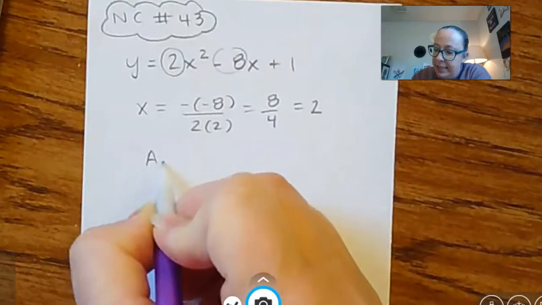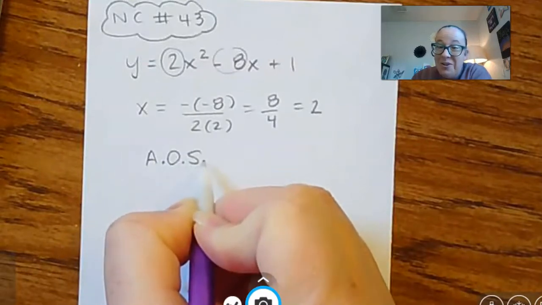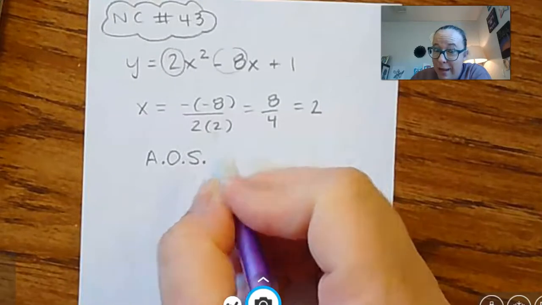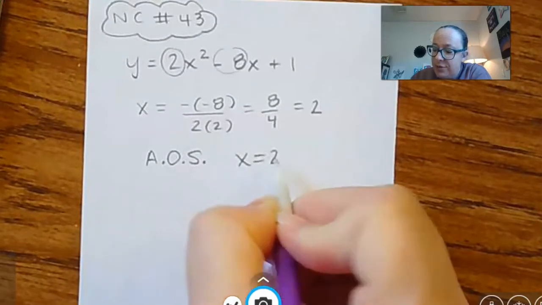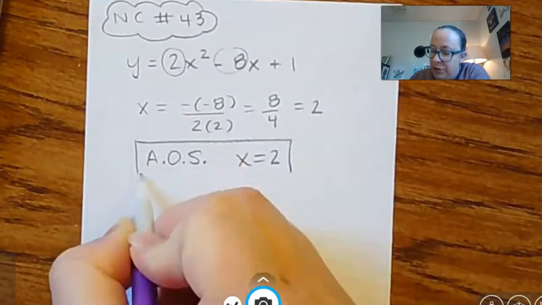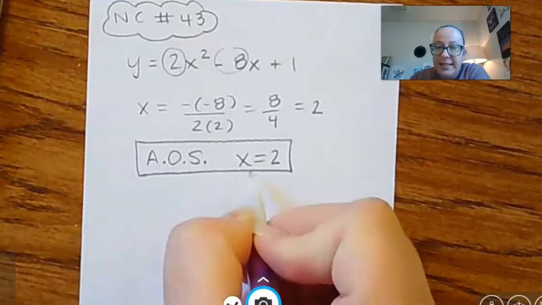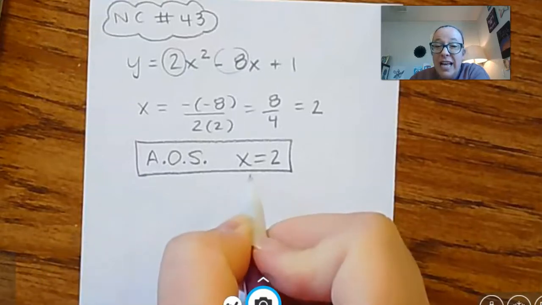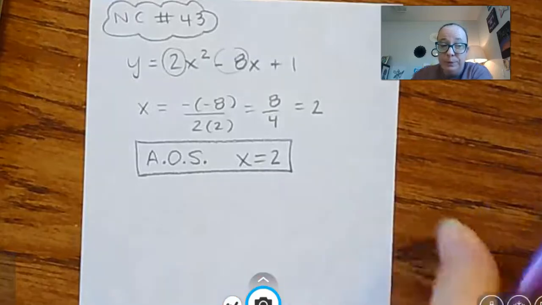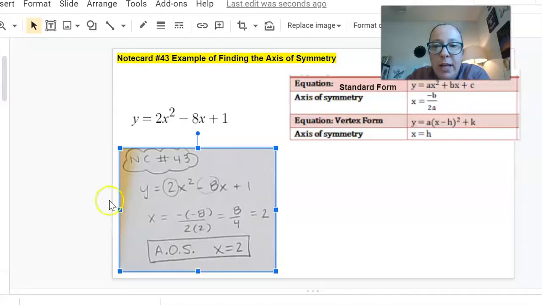So our axis of symmetry, which I like to write as AOS, or of course you can write it all the way out if you want to, is x equals 2. If you just write 2, you'll get partial credit because it is an equation of a line, so it has to have x equals 2. So here we are back at the slides, and here's the work that I just did. So pause me and finish up note card 43.